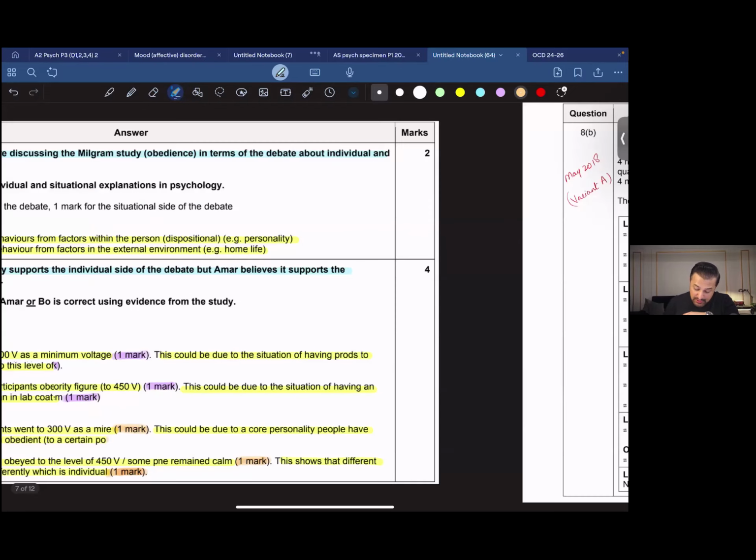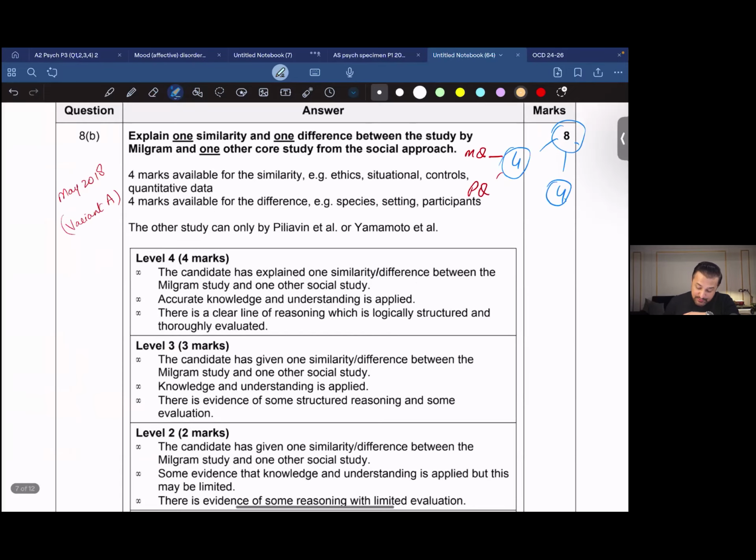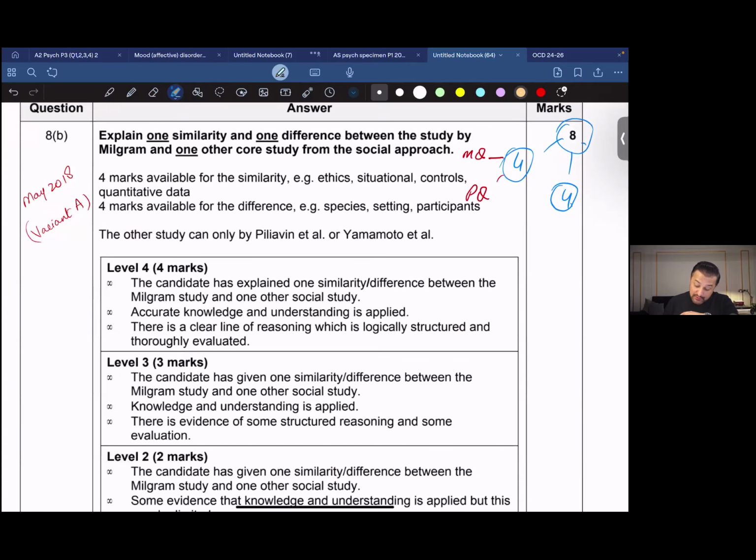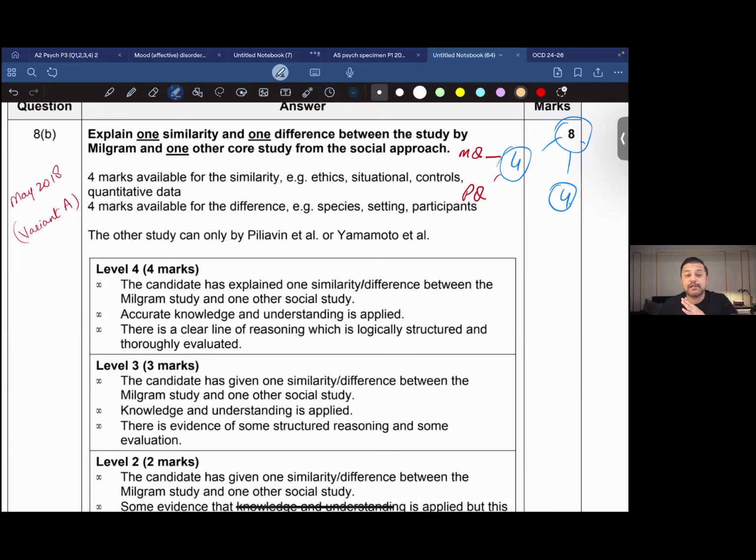Moving on to another question. Explain one similarity and one difference between the study by Milgram and one other core study from the social approach. This is a typical 8-mark question. The question reads, explain, and this 8-mark question comes right before the 10-mark evaluative question. Remember this. Explain one similarity and one difference between the study by Milgram and any other core study from the social approach. So for this, you need to remember there were two more studies from the social approach apart from Milgram: the study conducted by Piliavin and the study that has been a recent addition to the syllabus, that is the study by Perry et al.